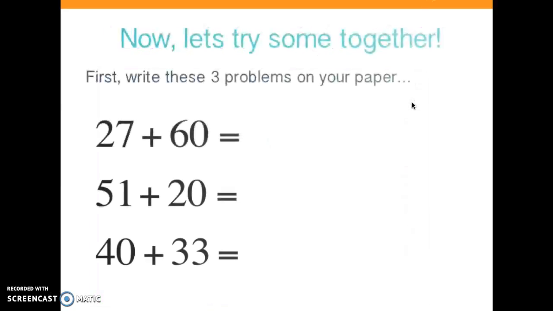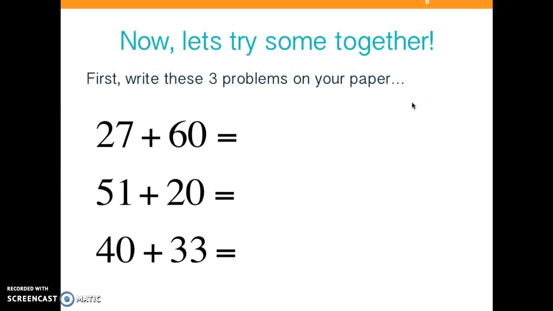Okay, moving right along here. Let's try some of these together. So on your paper, you're going to see a place value chart, and at the top of each one, I want you to write these 3 problems. You should have 3 place value charts for 3 problems. So the first one, 27 plus 60, 51 plus 20, and 40 plus 33.